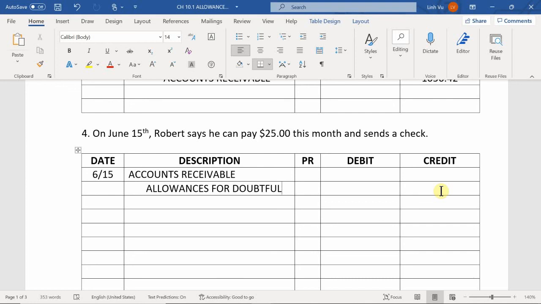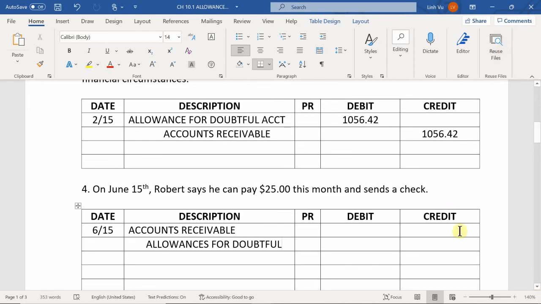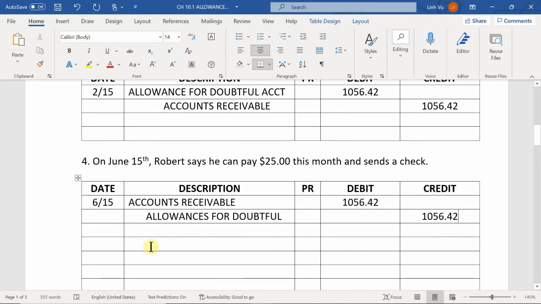So now that we have to reactivate his account, we need to put the money back into the accounts receivable and we need to do it for the entire amount. Because now we're saying, oh, it's June 15. That means he's got money. He's going to make a payment June, July, August, September. He's going to continue to make payments. So our assumption is, okay, we need to reactivate his entire account. Therefore, we're going to do that by putting the 1,056.42 back into the accounts receivable. Okay? To reactivate his account.